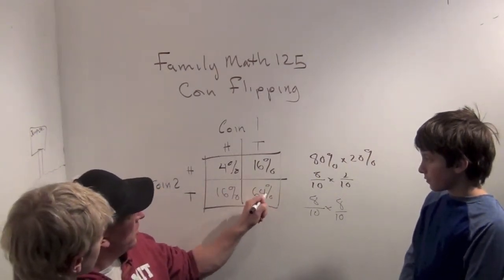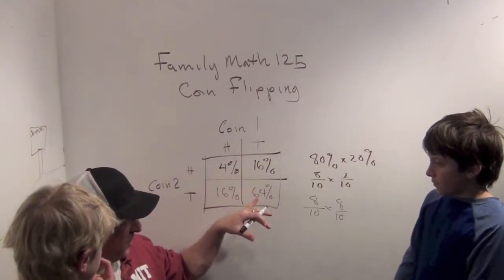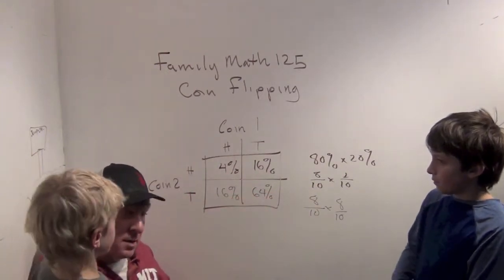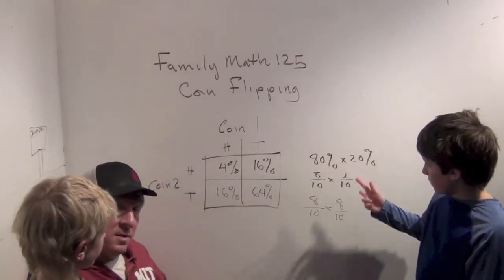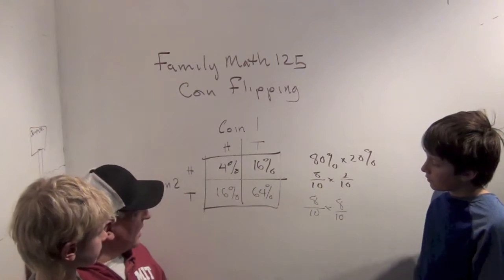Now, this hopefully is going to add up to what? What should these percents add up to? 100%. Why is that? Because all percents have to add up to 100%. Well, those are all the choices, and all of it should add up to 100%.